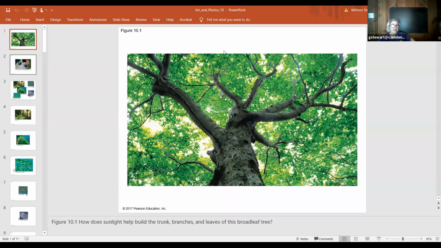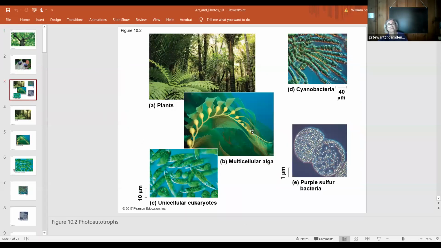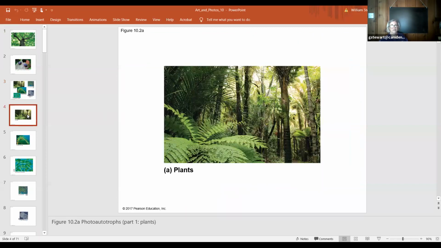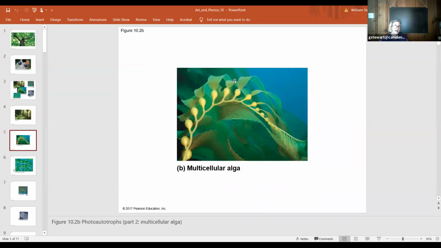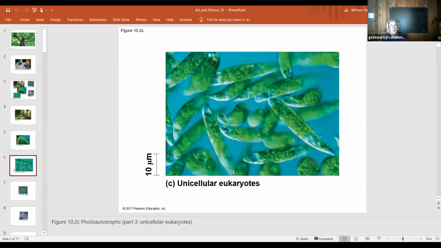And I particularly like this picture because it shows all of the different kinds of organisms that are photosynthetic. And I think for most of us, plants and algae pop to mind fairly quickly. Let's look at them larger. Okay, plants like in the forest, right? Algae living in the ocean primarily, but freshwater algae as well that would be living in ponds and streams.